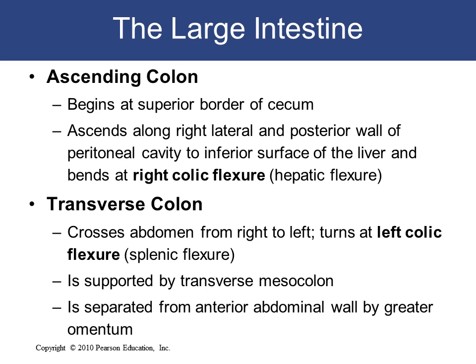So the first part of the colon is the ascending colon, which begins at the superior border of the cecum. It passes superiorly on the right side of the abdominal cavity from the cecum to right lobe of liver, where it turns to the left at right colic flexure, also known as hepatic flexure.